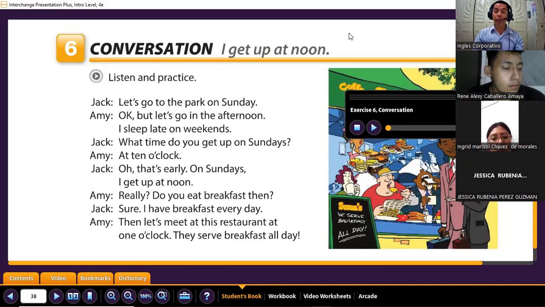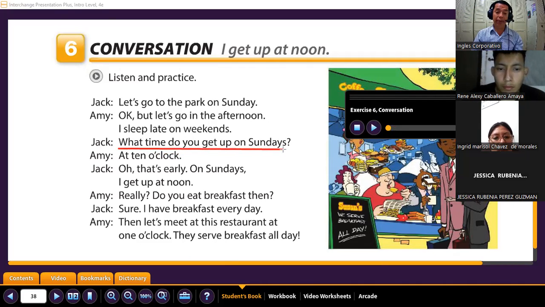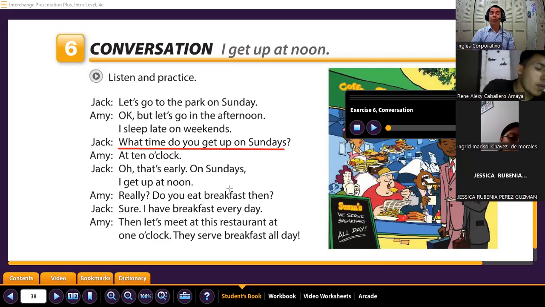But the most important part here, pay attention please, is what time do you get up on Sunday, right? This is an information question. You see? What time do you get up on Sunday? You don't say yes, I am, or no. It's specific information: at 10 o'clock, right? Okay.